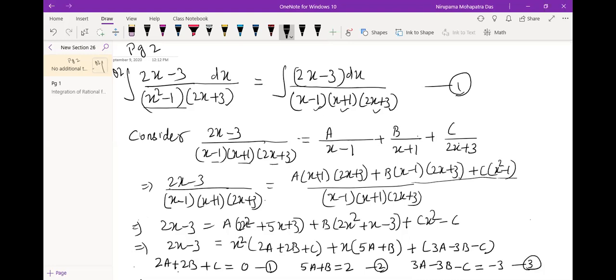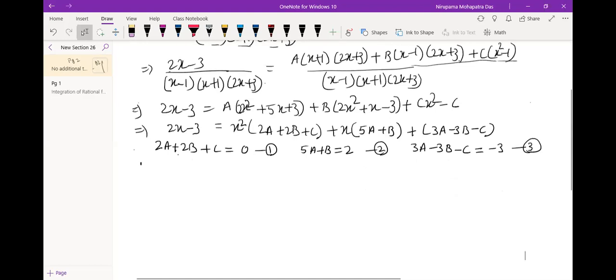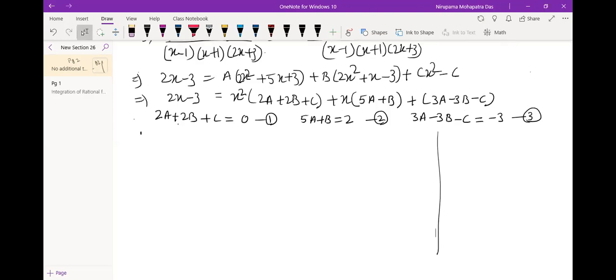So you have to get a, b, c by solving equations 1, 2 and 3, right? So that you can do. But I will tell you a very shortcut method. In the shortcut method, what you need to do, see, you have to see the factors. Just one moment.